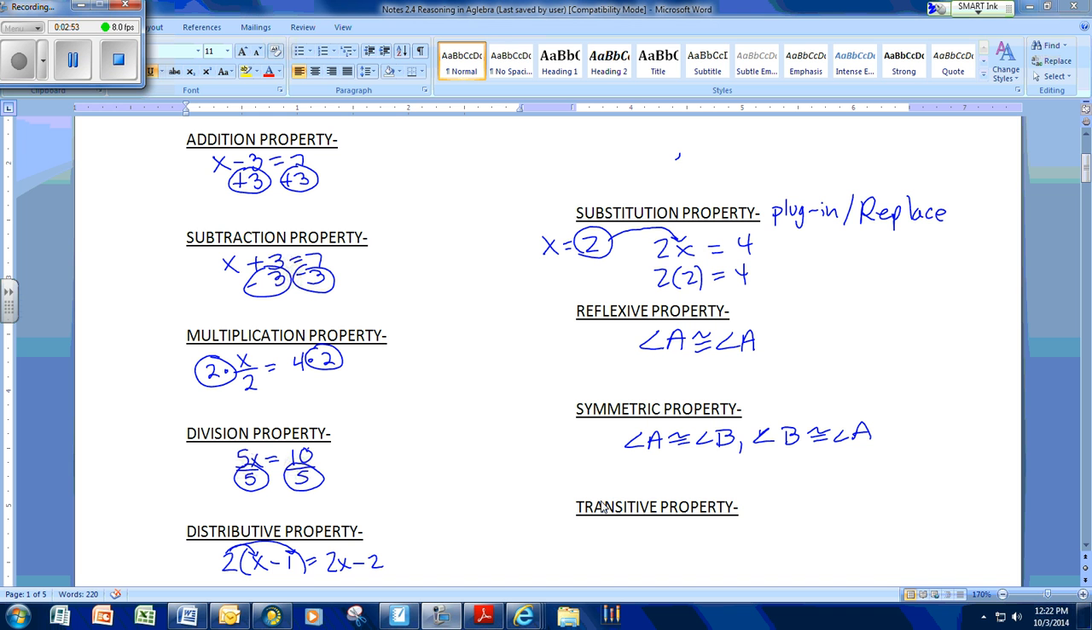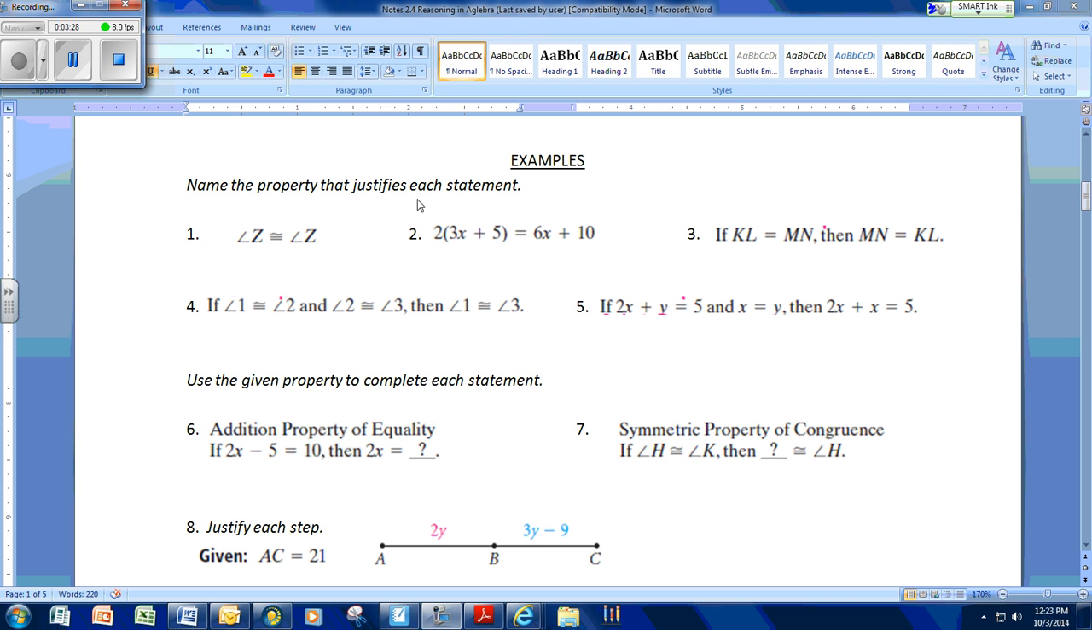And the last property is the transitive property. The transitive property states if two things are equal to the same thing, then they're going to be equal to each other. So let's say we have angle A is congruent to angle B, and angle B is congruent to angle C. Now angle A and angle C are both congruent to the same angle B, so that means that angle A is congruent to angle C as well. That's the transitive property.